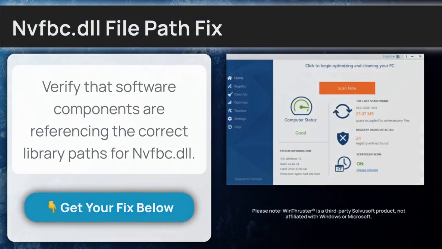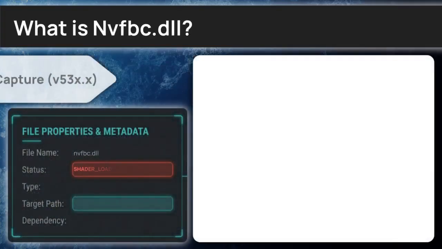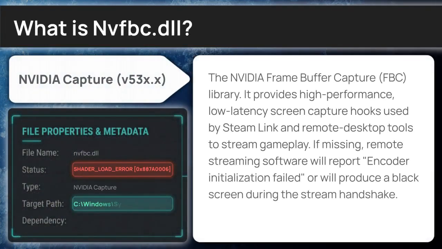This is the NVIDIA Frame Buffer Capture (FBC) library. It provides high-performance, low-latency screen capture hooks used by Steam Link and remote desktop tools to stream gameplay. If missing, remote streaming software will report encoder initialization failed, or will produce a black screen during the stream handshake.